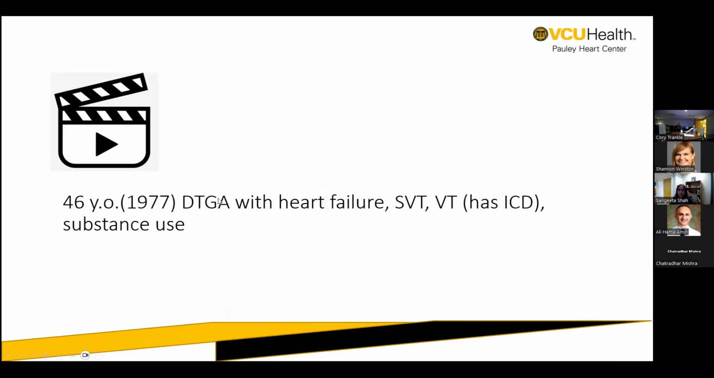Thanks. So the second case is a 46-year-old born in 1977, DTGA with atrial switch, meaning Mustard setting, with heart failure, SVT, VT, already has an ICD and has substance abuse.